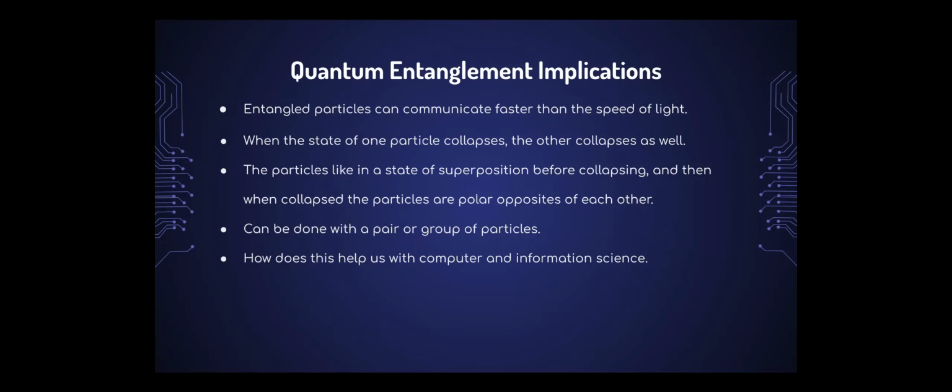And it's weird that these two particles communicate like that together. It's a really weird phenomenon. A lot of classical physicists don't really like it because it possibly pokes some holes in the universal speed limit theory. But we won't dig into that too deeply. So another implication is that when one state particle collapses, the other will collapse as well.